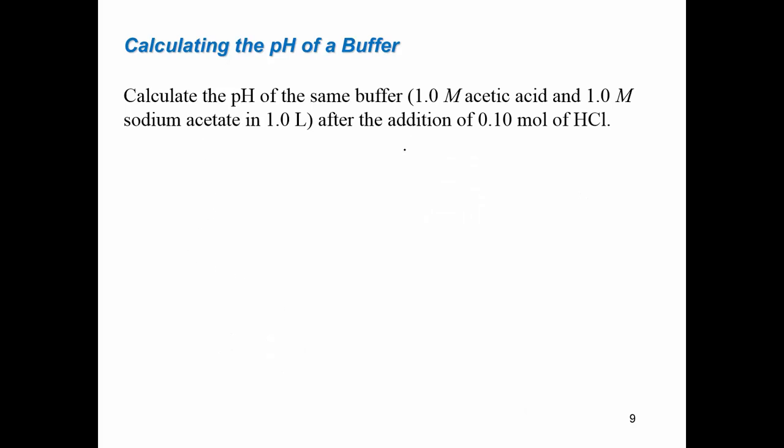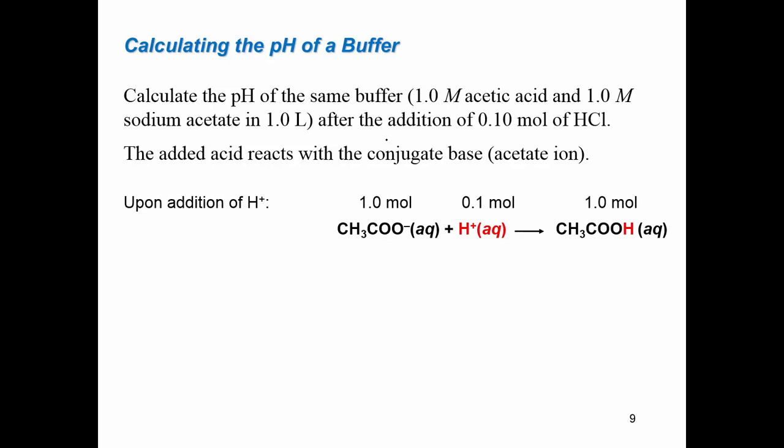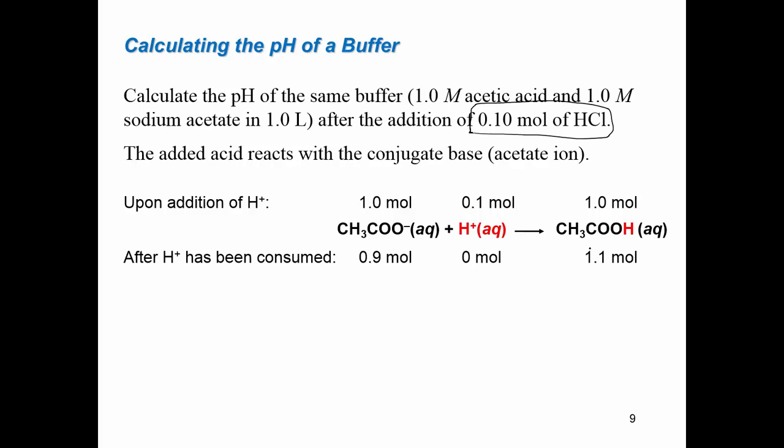Calculate the pH of the same buffer after the addition of 0.10 moles of hydrochloric acid. Now, the hydrochloric acid will react with the conjugate base, the acetate ion, and it will make more weak acid. So we have to look at this as if the acetate is being consumed. This is being removed, and it's being removed in the amount of the strong acid that we used. Now we are adding that amount to the weak acid.